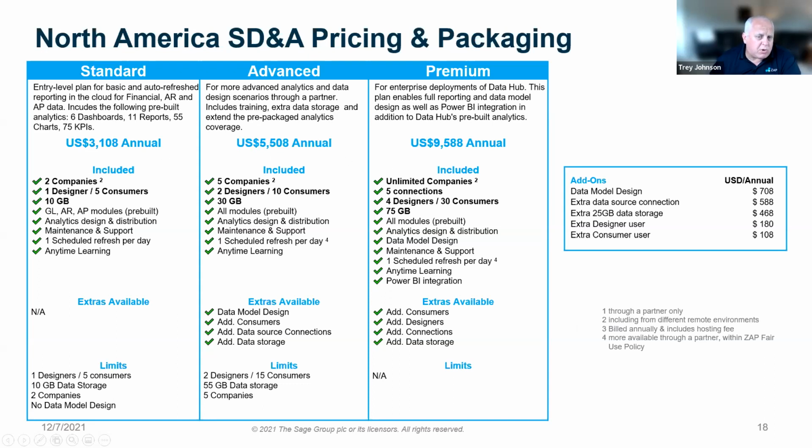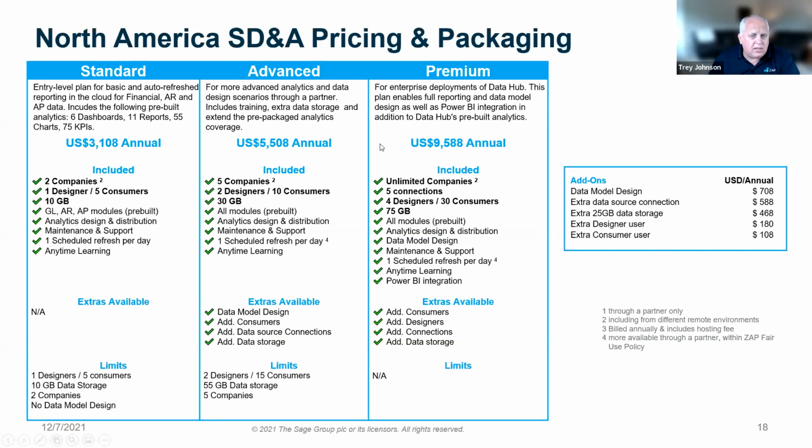These are annualized prices. These annualized prices are the cost of the software plus the hosting in US dollars. So quite literally, you're sub $300 a month, sub $500 a month, sub $800 a month on a monthly cost breakdown, obviously paid annually, to get not only the hosting, but also the software product and the out-of-the-box analytical content.